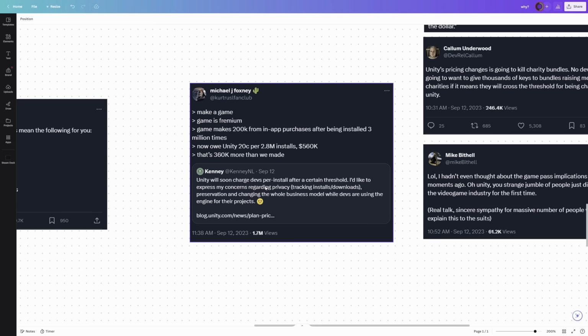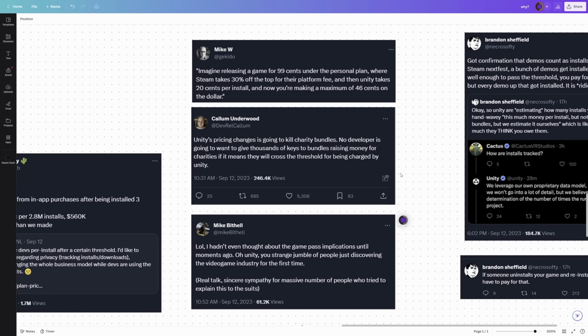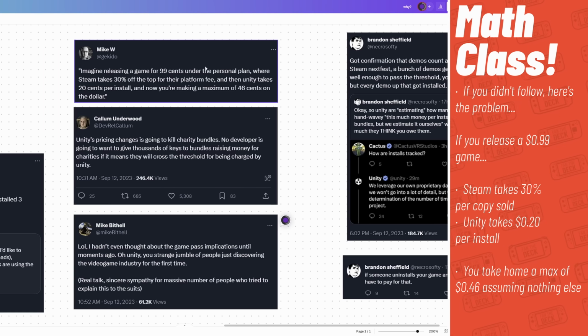This is a real life scenario, I believe. Here's another consequence. Imagine you release a game for 99 cents and you put that game up on Steam. That means that Steam takes 30% off the top, and then Unity takes 20 cents every time it's installed. Assuming it's installed once for each copy sold, you're now making a maximum of 46 cents on the dollar. 99-cent games just go away.